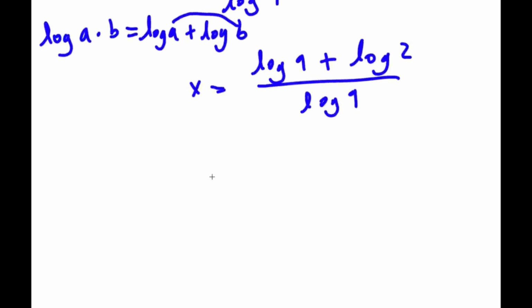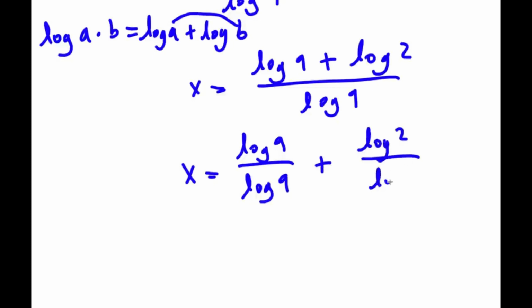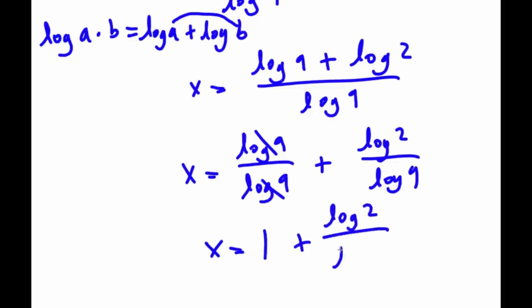And now this is the same thing as log 9 over log 9 plus log 2 over log 9. All I simply did was divide this into two parts, because remember, if you add these again, you'll simply get log 9 plus log 2 over log 9. So now log 9 over log 9, these two would cancel out, so this is the same thing as 1. So I have 1 plus log 2 over log 9.